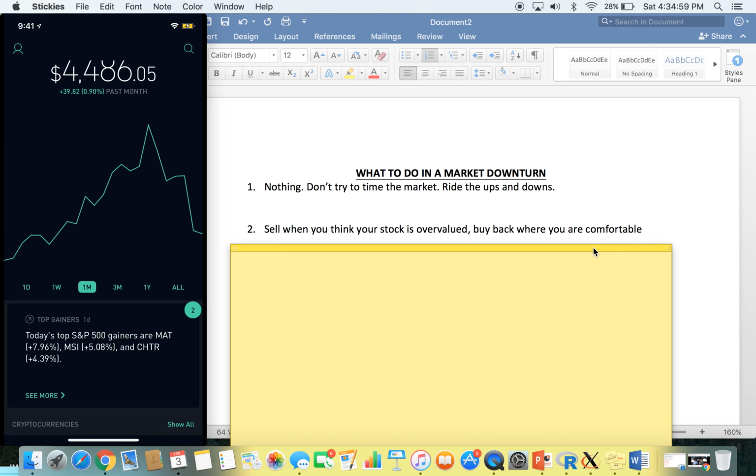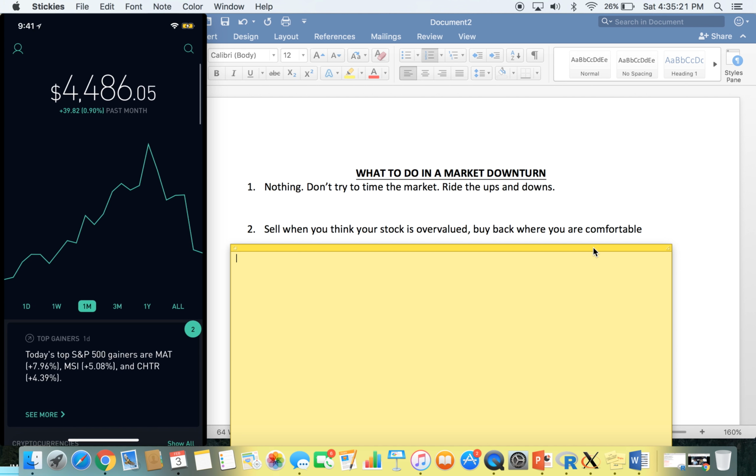Number two, this is more of trying to time the market, but one of the sayings is that if you wouldn't buy the stock at the price it's at, then maybe it's time to sell. So if you think your stock price is overvalued, then maybe it's time to sell, and then you can buy back in at a price you're comfortable with. This personally isn't a strategy for me, but it's one that a lot of people have had a lot of success with. And this is more trying to time the markets.